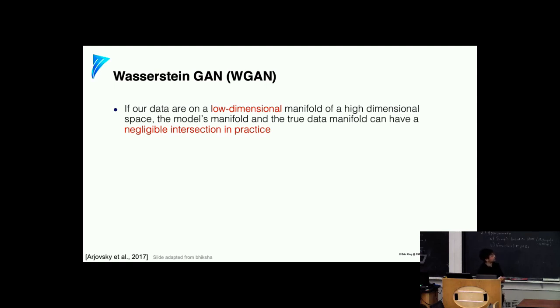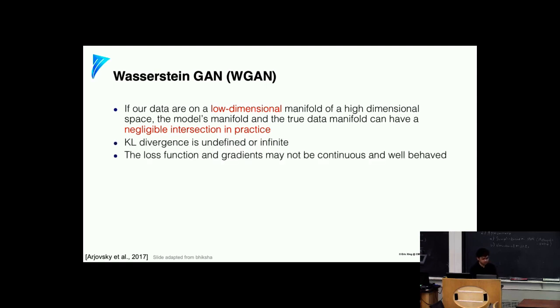So image data satisfies this property. The data manifold is actually very low dimensional, right? And with this property, the result is that the model's manifold and the true data manifold can have negligible intersection. And this further leads to this problem. With these properties, the KL divergence between the model distribution and the data distribution is usually undefined or can be infinite.